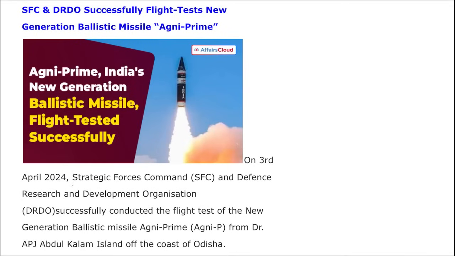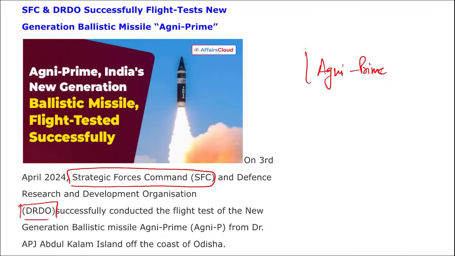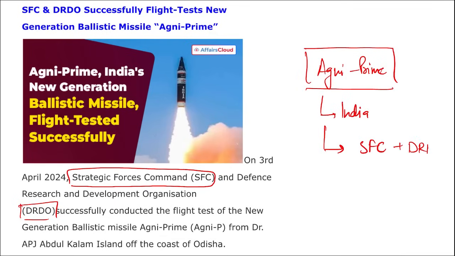Moving to the next news, SFC, that is your Strategic Forces Command, and your DRDO have successfully conducted the flight test of a new generation ballistic missile, that is Agni Prime. First question, name the country of which this ballistic missile Agni Prime is. So it is of our India. This was recently tested by whom? It was tested by SFC and DRDO jointly. Correct? And this was tested recently, remember this, and the name is Agni Prime. This can also be written somewhere as Agni P.